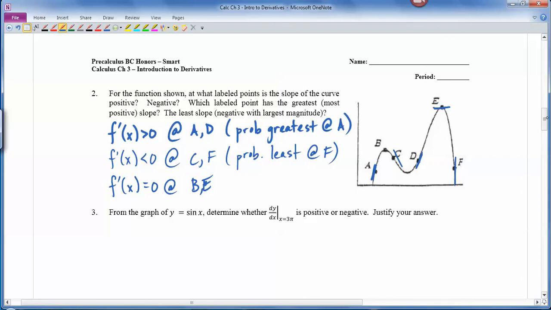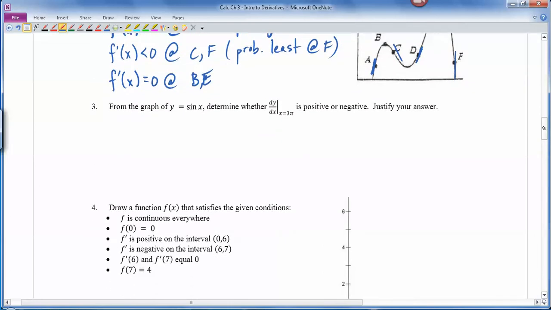Number 3 here. Number 3 says, from the graph of y equals sine x, determine whether, and then this notation, dy dx, is positive or negative at x equals 3 pi. Justify your answer. Okay, so let's talk about that notation. You guys have seen this at some point. Delta y over delta x. That's the slope of a line, right? Or it's the slope of a line through 2 points, right? This is the same thing as y2 minus y1 over x2 minus x1.